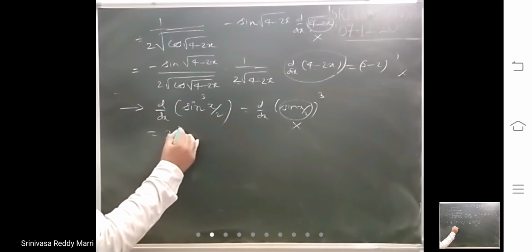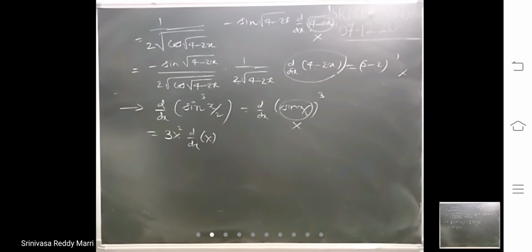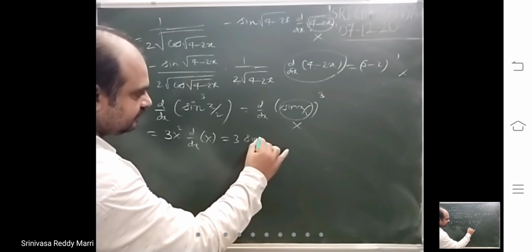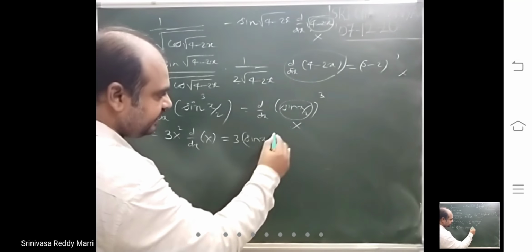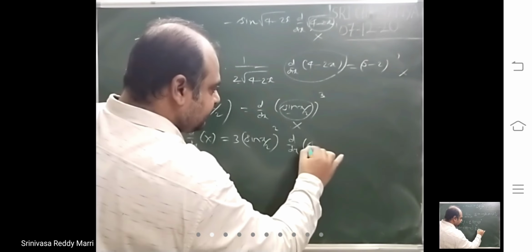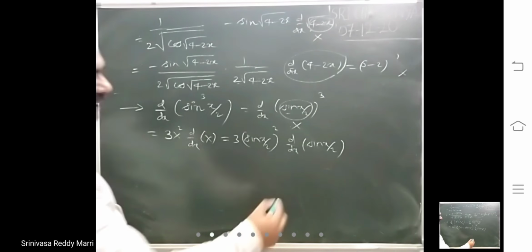3. One more step I am writing. D by dx of capital X. This is x power n. I have written 3x square. That means 3 sin x by 2 whole square. D by dx of what is capital X taken? Sin x by 2.